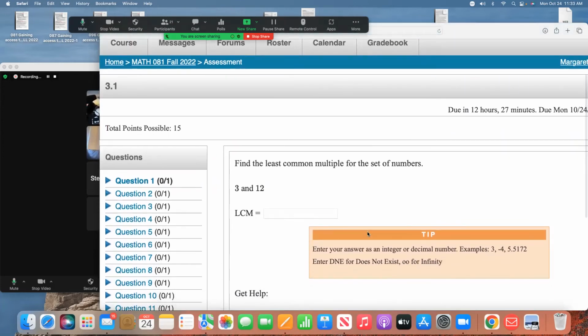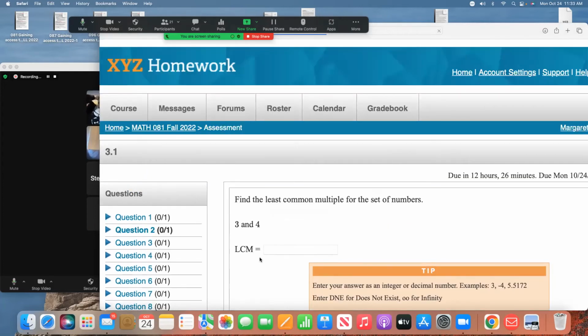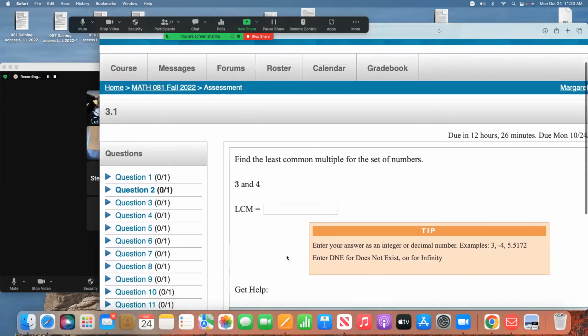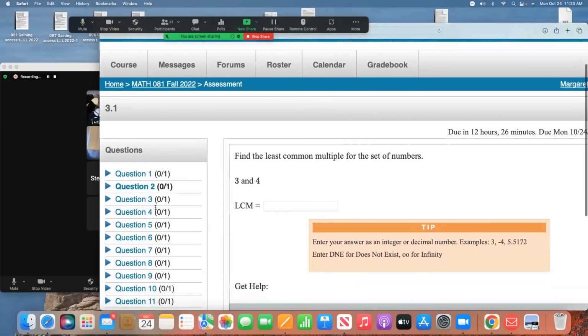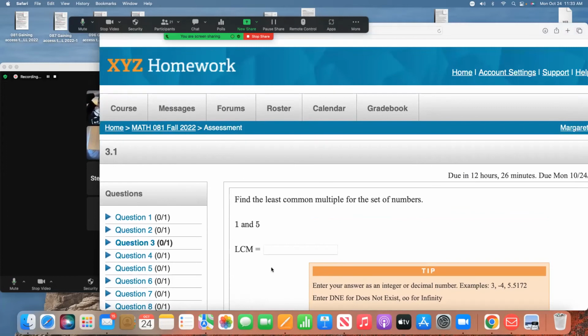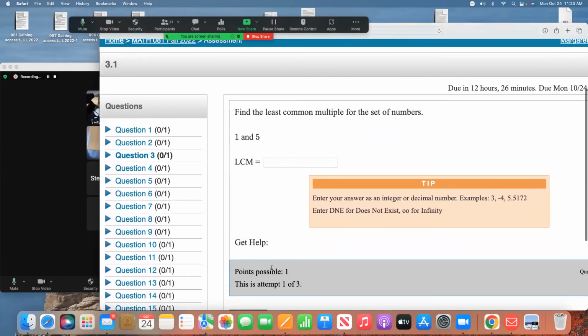Now we should be in better shape to do this. Find the least common multiple of 3 and 12. 12, the bigger number. If it's good enough, we're happy, use it. 3 and 4, 12. Good enough. Some of these are so easy now.